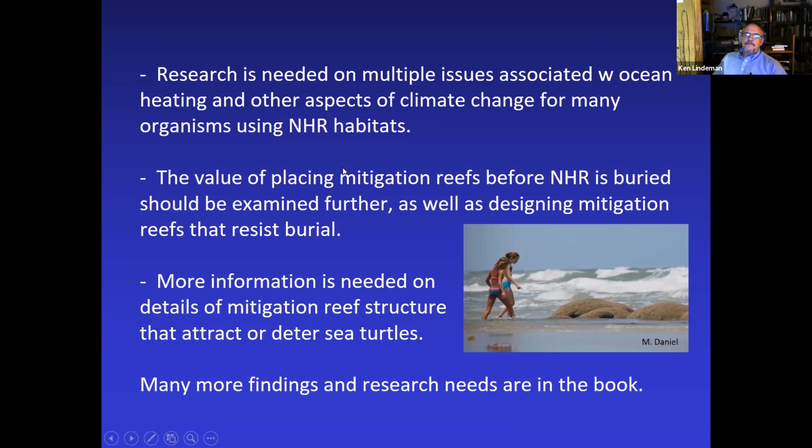Research is needed on multiple issues associated with ocean heating and other aspects of climate change for many organisms using these habitats. There are many, many comments about this and suggested research opportunities in the management chapter 9. The value of placing mitigation reefs before these reefs are buried should be examined further.